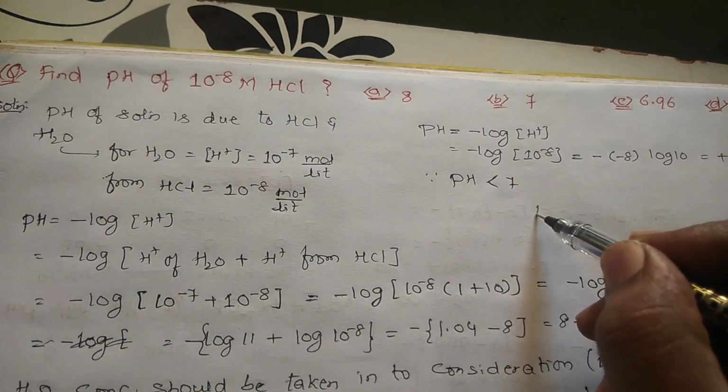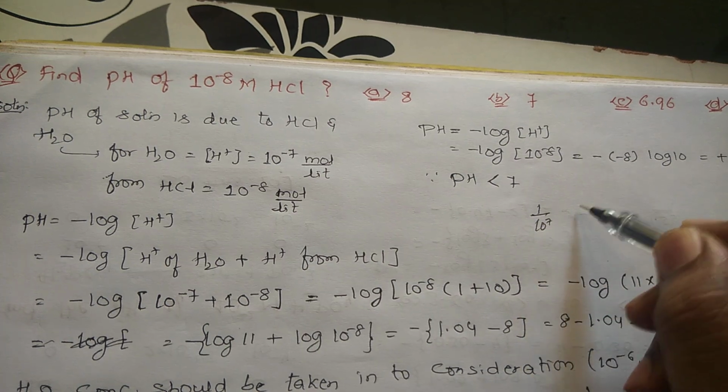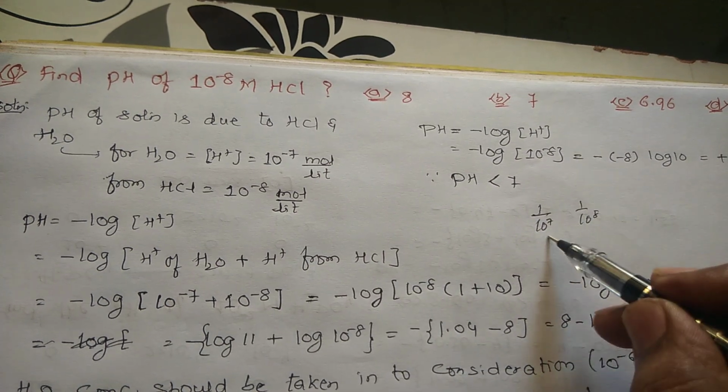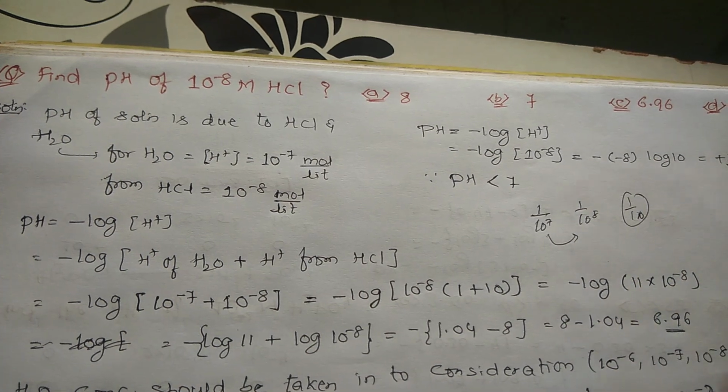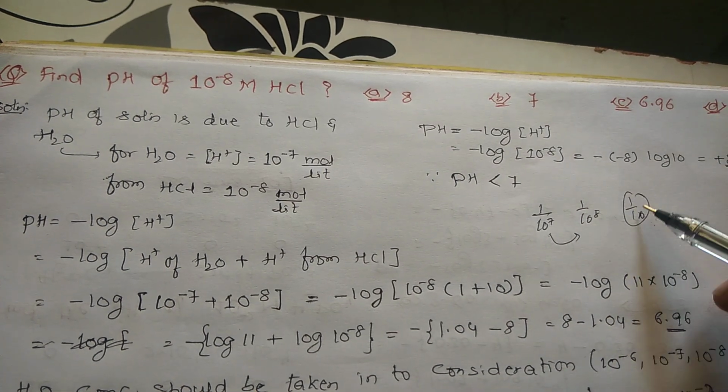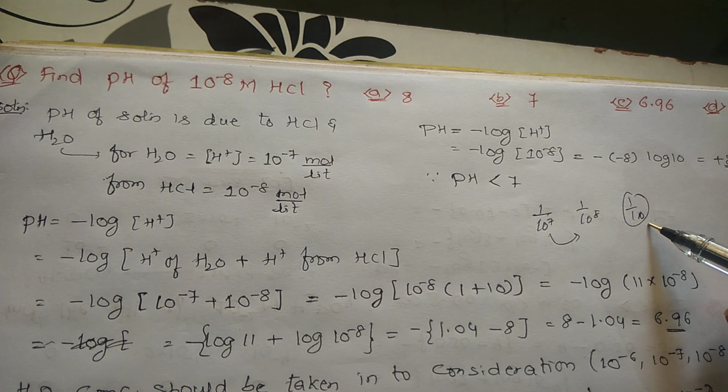See, I am explaining here 1 by 10 power 7, 1 by 10 power 8. How much difference is there? 1 by 10 is there. Only 1 by 10th difference, means 0.1 difference here. Here 1 by 10 is very valued.